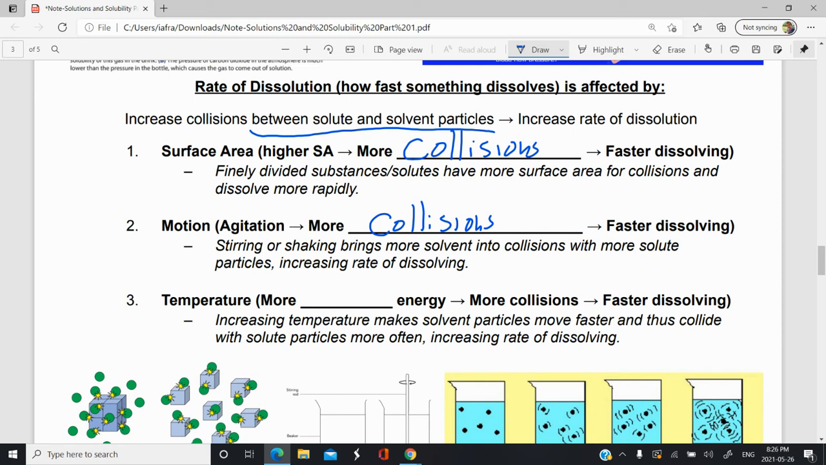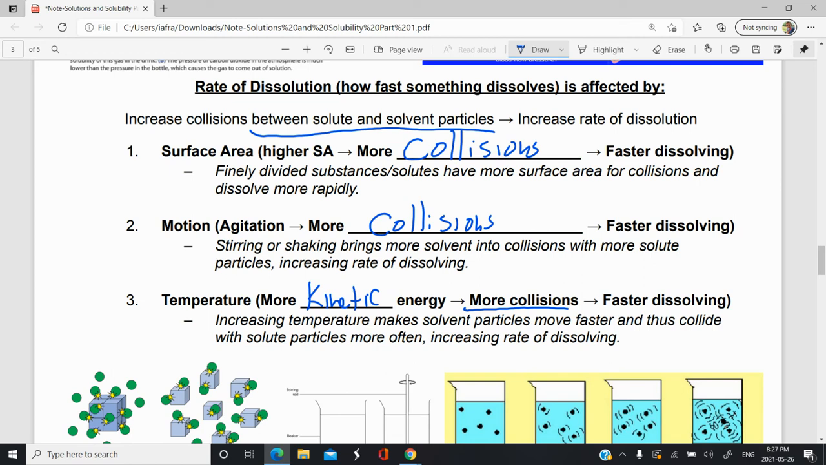And then also temperature. If you increase temperature, you have more kinetic energy, which is energy of motion. And so because you have more motion happening there, more kinetic energy of motion, you have more collisions, and as a result, therefore faster dissolving. Temperature will also help to dissolve more in there as well, if it's a solid and liquid, of course, not if it's a gas. So temperature not only affects the rate of dissolving, but it can also affect solubility itself. So not just how fast something dissolves, but how much can dissolve in there as well.